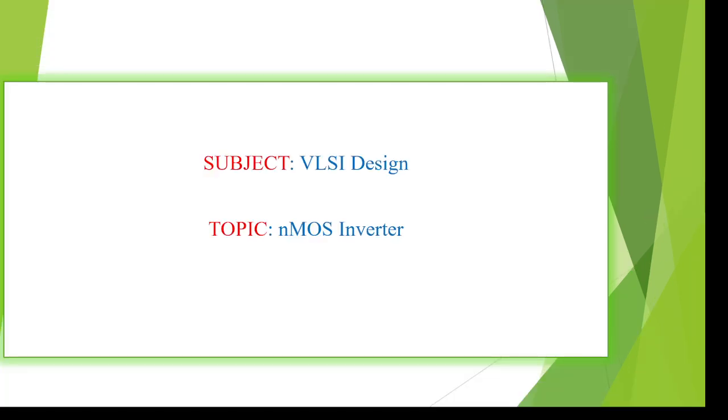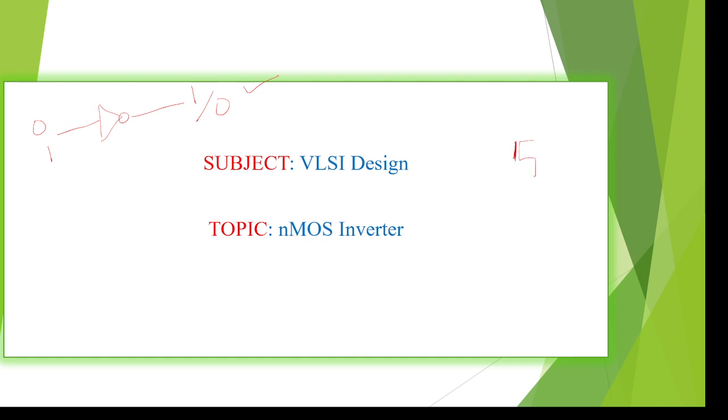Hi, I am going to discuss the inverter, the NMOS inverter. The NMOS inverter's function is that when you give 0 as input, we need to get 1 as output. When you give 1 as input, the output should be 0. This is the symbol. Why it is called NMOS: we are using 2 NMOS transistors.